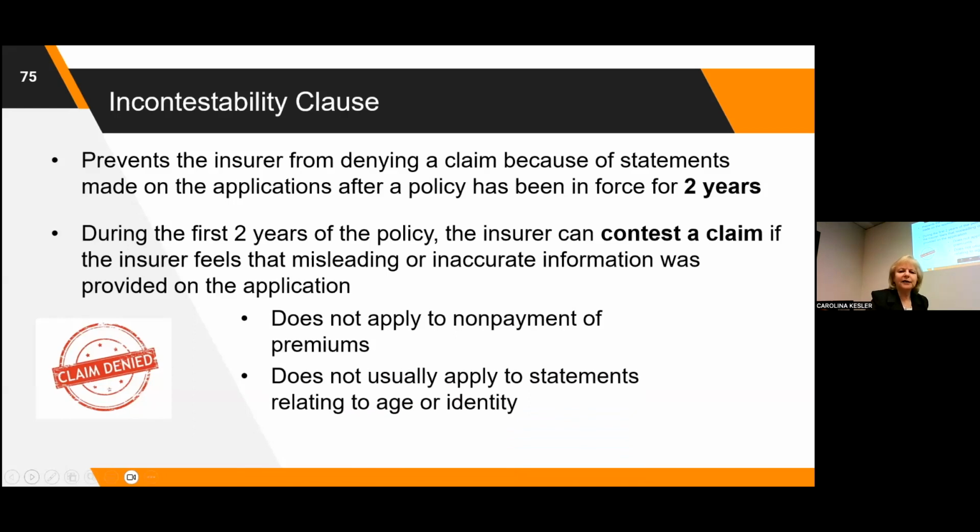It does not apply to non-payment of premiums, and it does not usually apply to statements relating to age or identity. If you misstated your age or your gender, they're just going to pay what it would have paid with the premiums you paid in, right?